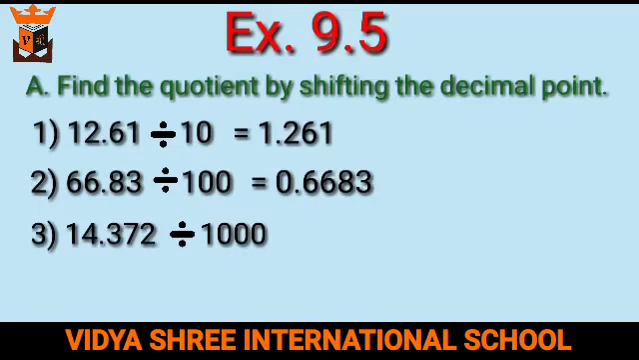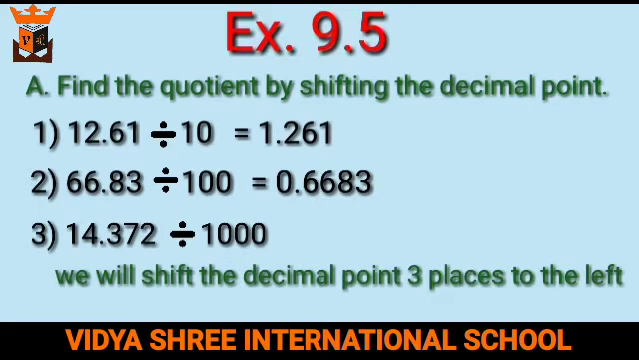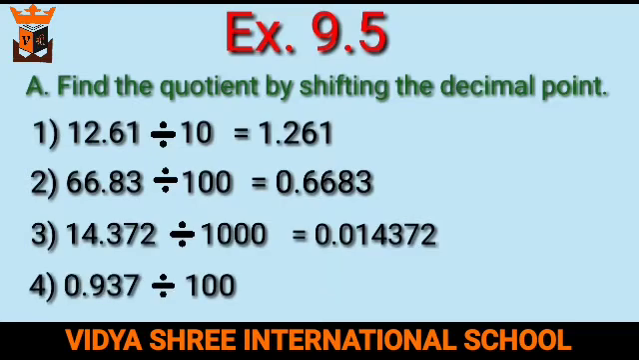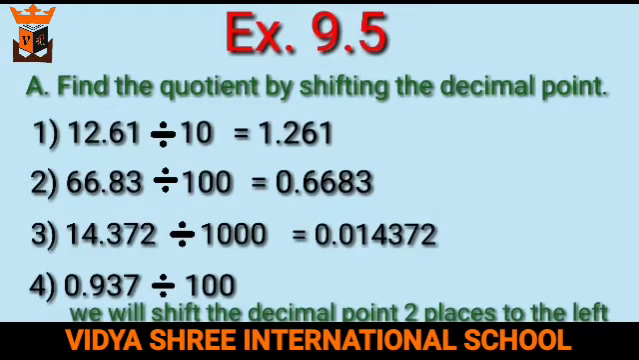Next is 14.372 divided by 1000. Here we will shift the decimal point three places to the left. So the answer will be 0.014372. Next is 0.937 divided by 100. Here we will shift the decimal point two places to the left. So the answer will be 0.00937.